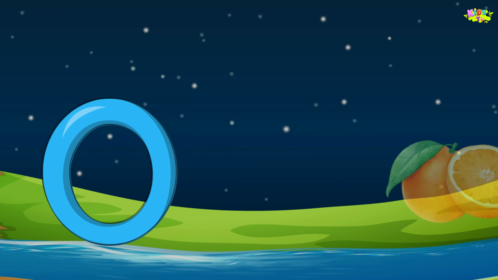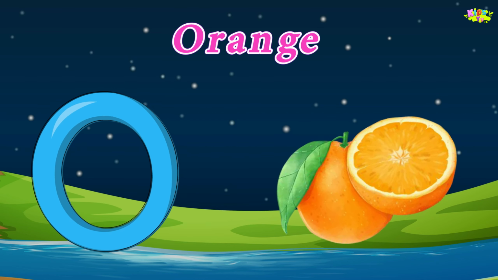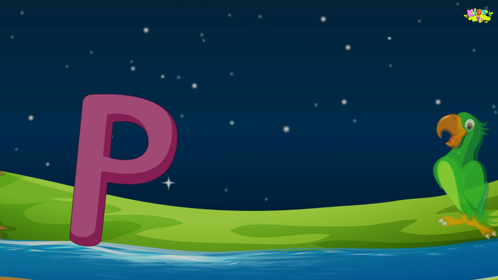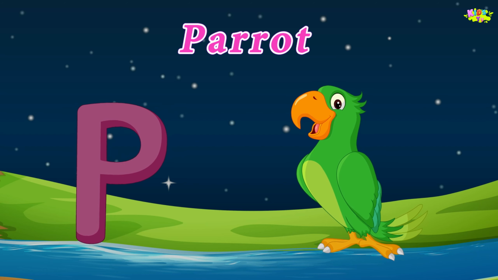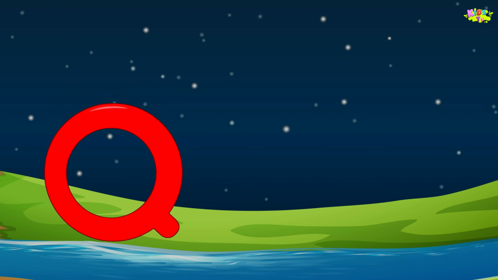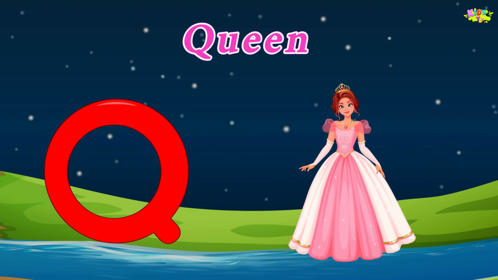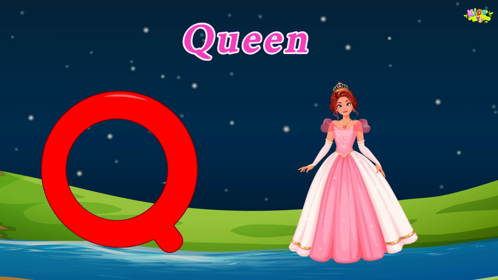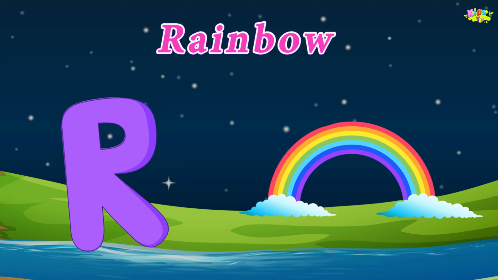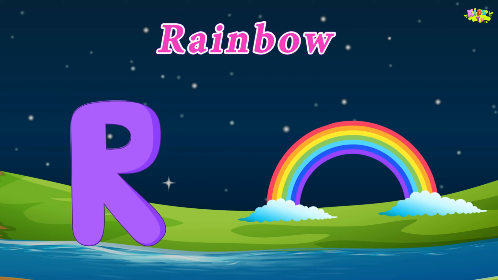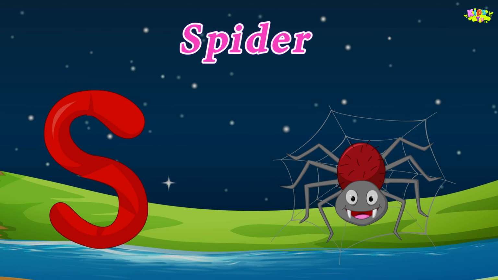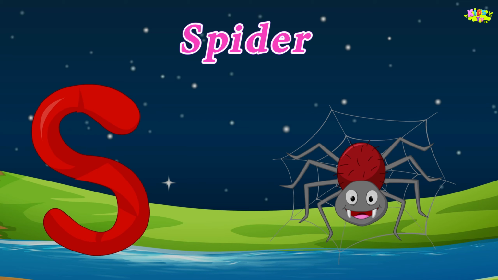O is for orange, orange, orange. P is for parrot, parrot, parrot, P, parrot. Q is for queen, Q, queen, Q, queen. R is for rainbow, rainbow, rainbow, R, rainbow. S is for spider, spider, spider, S, spider.